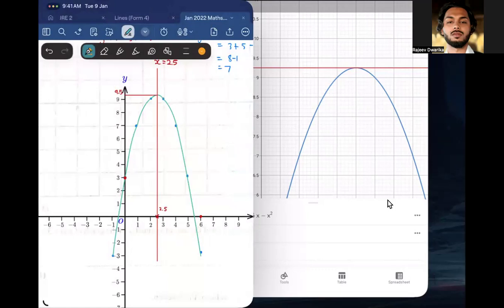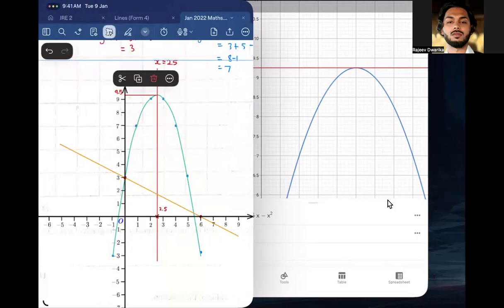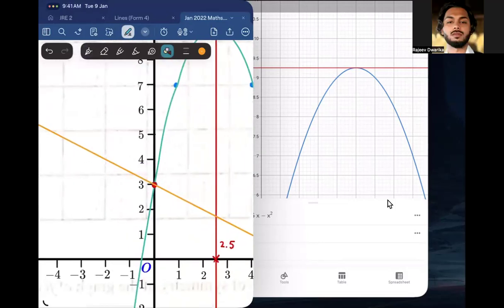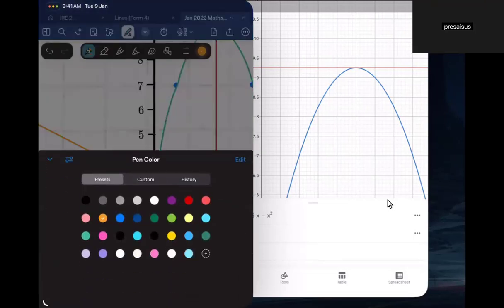If I draw the line for that, can you tell me where both of the graphs are intersecting? Are they intersecting at a common point? Yes, sir. What's that point they're intersecting at? Tell me the point. 0, 3. Yes.